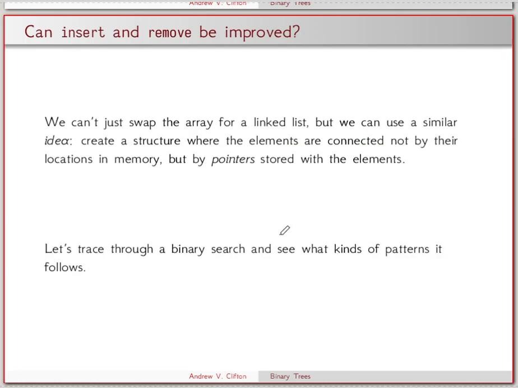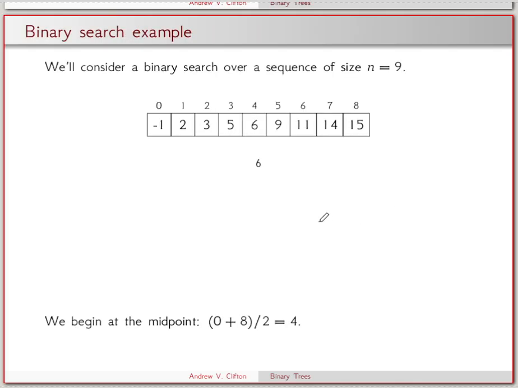So we can't just switch to a linked list here, but we could use a similar idea. We can create a structure with nodes where the elements are connected not by being one after another in memory, but by pointers that we store inside of the elements saying where I can go from here. So what we're going to do next is trace through a binary search, see what kind of pattern it follows, and then build our data structure around that.